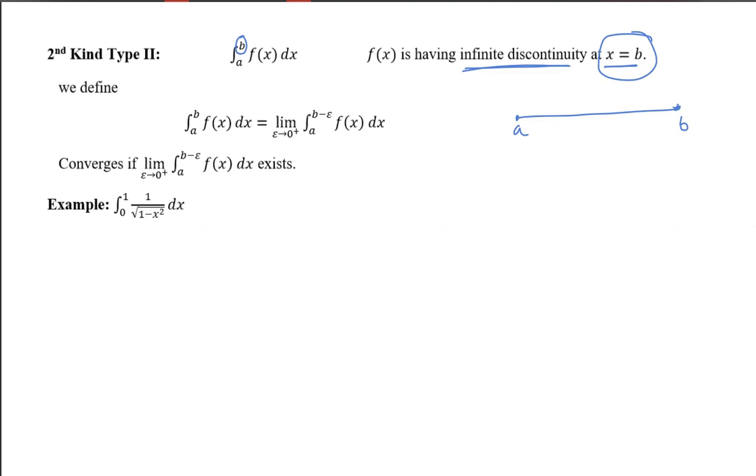So that's why I'm taking here b minus epsilon, where epsilon tends to 0 plus. Epsilon is a very small quantity, and we are subtracting this. So here we find the limit as epsilon tends to 0 plus of the integral from a to b minus epsilon of f of x dx, whether this limit exists or not. If this limit exists, then we say the integration is convergent and converges to the finite limiting value.